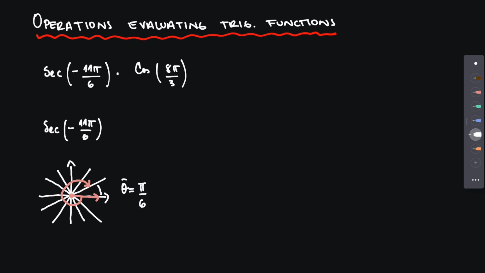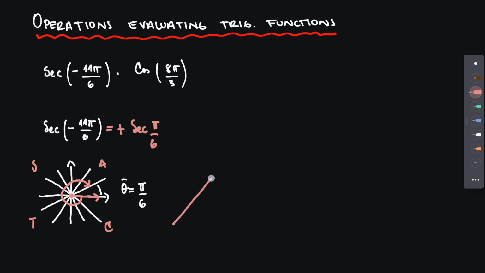What's important of doing the drawing is that now we can know the sign for that specific function. Remember that we use the "All Students Take Calculus" rule, right? And All tells me that all the functions are positive in this case. So we know that secant of negative 11 pi over 6 is going to be positive secant of this reference angle, so pi over 6. And pi over 6 is related to 30 degrees because pi is 180, and 180 divided by 6 is 30 degrees.